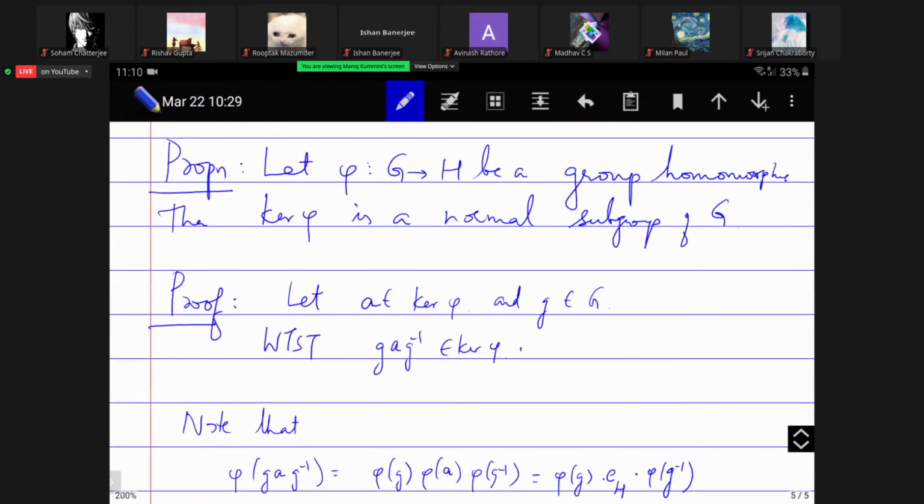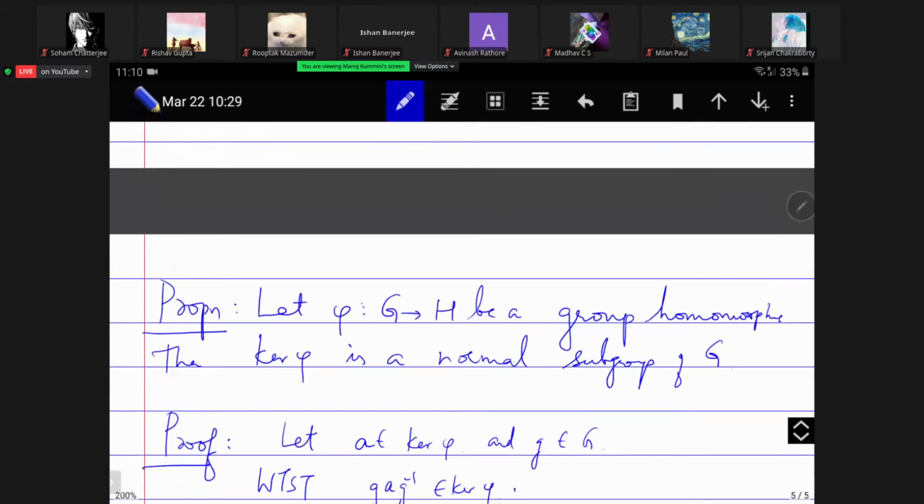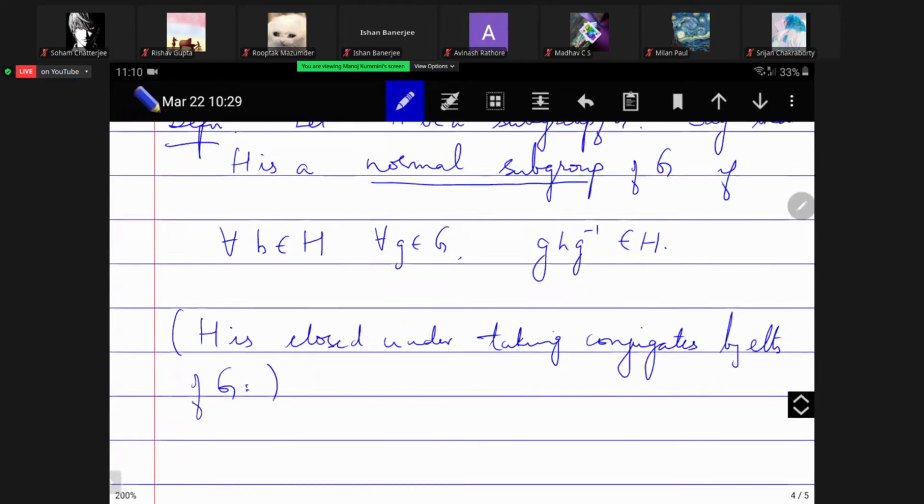So this is one reason why we define normal subgroups. Kernels are normal subgroups. You don't need to worry about the name, but the property is this, that it is closed under taking conjugates.